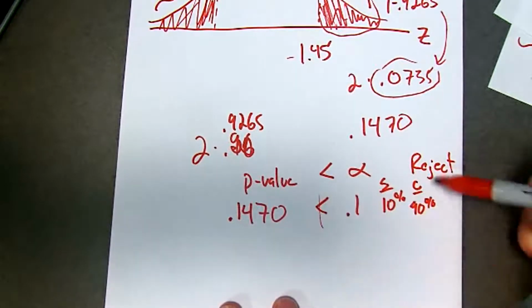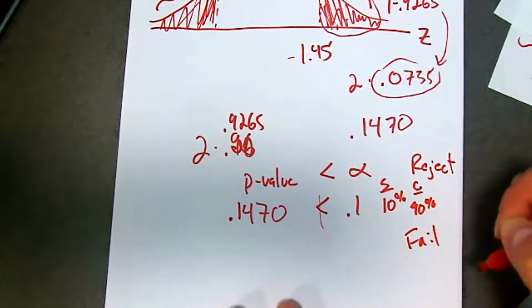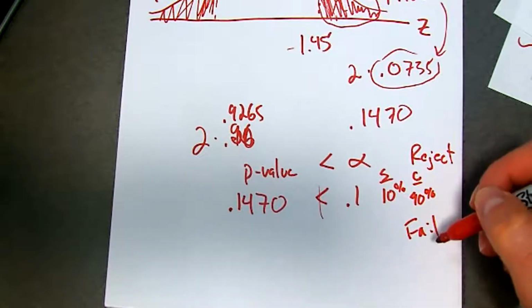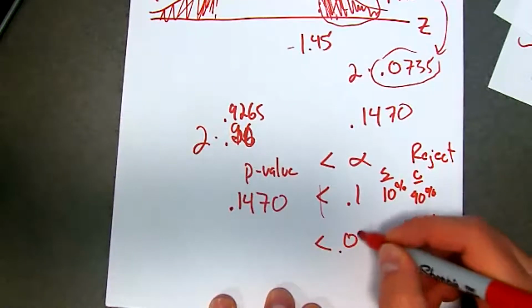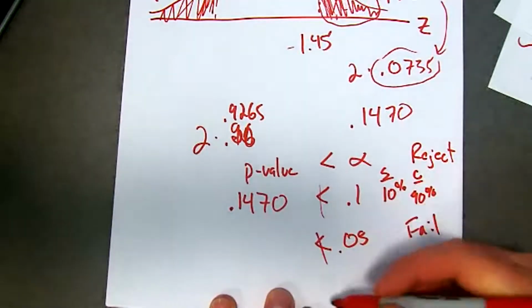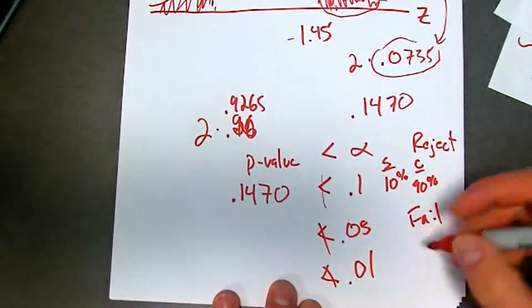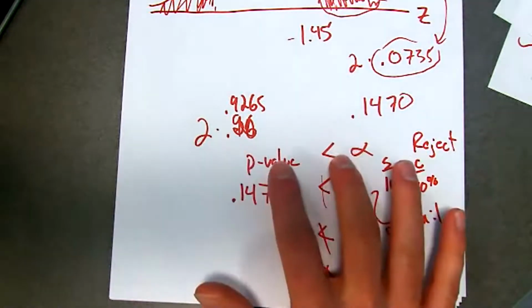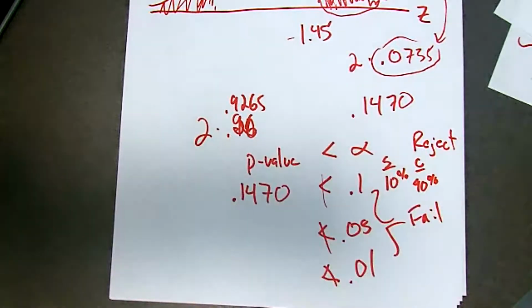Well, we're not less than 0.1, so we would fail to reject. Now, I could go through the rest of them, but if I can't reject with 90% confidence, how could I reject with 95 or 99? If I'm not less than 0.1, I'm definitely not going to be less than 0.05, and I'm definitely not going to be less than 0.01. So here, I'd fail to reject at all levels, given this p-value. So the rule to remember is we only reject if the p-value is less than alpha. Any other questions on that one?